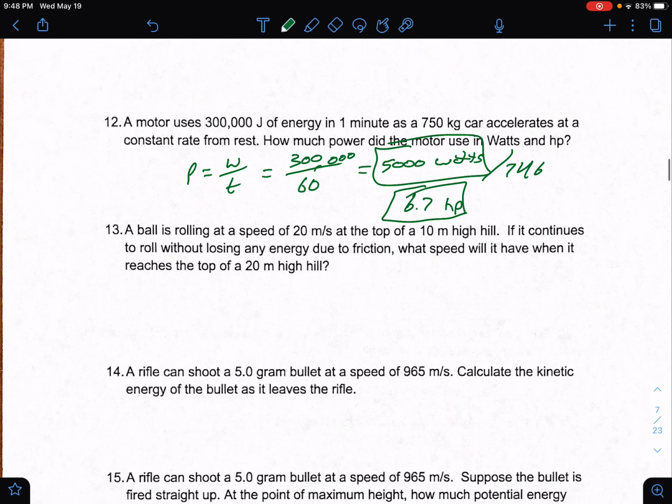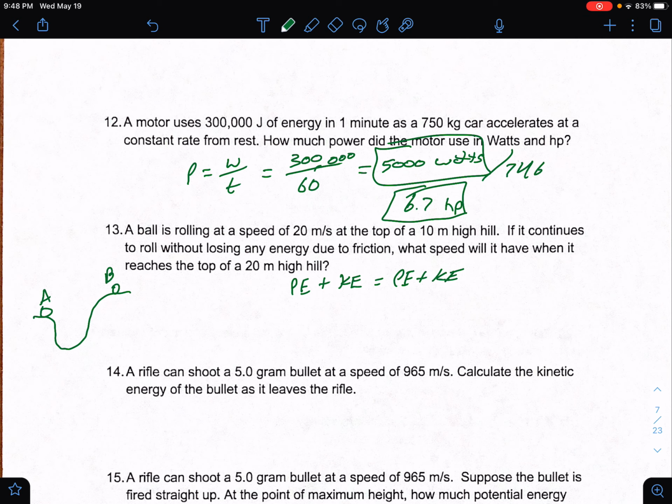Okay, 13. A ball is rolling at a speed of 20 meters per second at the top of a 10-meter high hill. If it continues to roll without losing energy due to friction, what speed will it have when it reaches the top? Okay, so I have basically a smaller hill, and then I go to a bigger hill. So this is at point A, and this is at point B. So this is going to be PE plus KE equals PE plus KE. Okay, so I can't cross anything off because I have height in both situations, so I can't cross off any PEs. And they're moving in both situations, so I can't cross off any KEs.